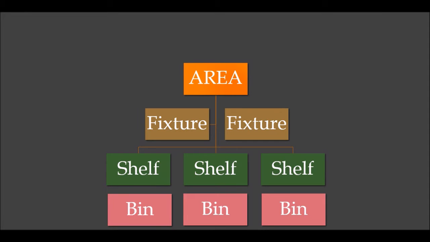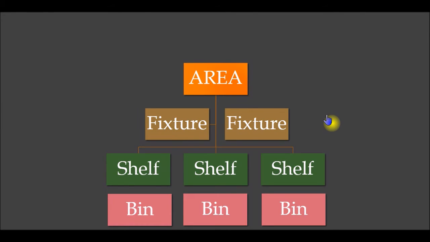With the fixtures, I like to number these with numbers instead of letters. So I might have fixture number 1, we'll say, and fixture number 2, and those will both be in Area A. All right, so hopefully that makes sense so far. We've got 2 fixtures in Area A.